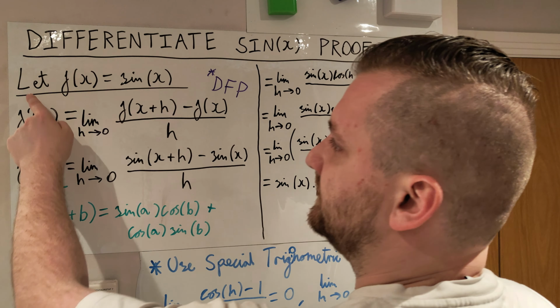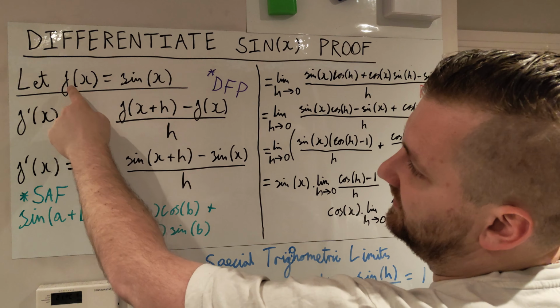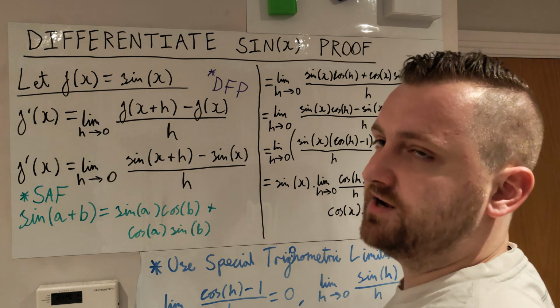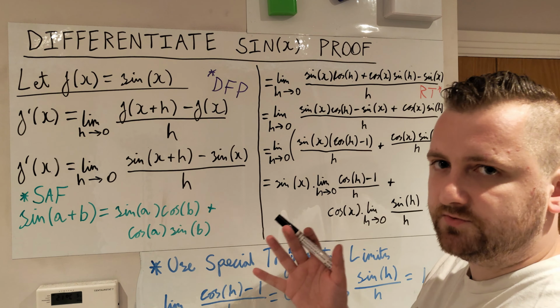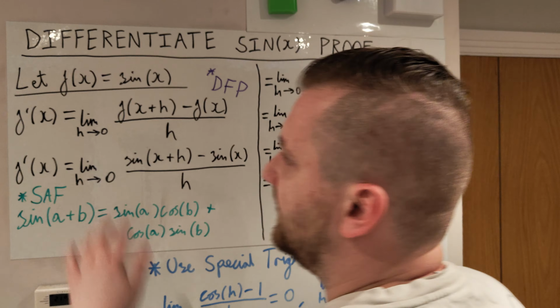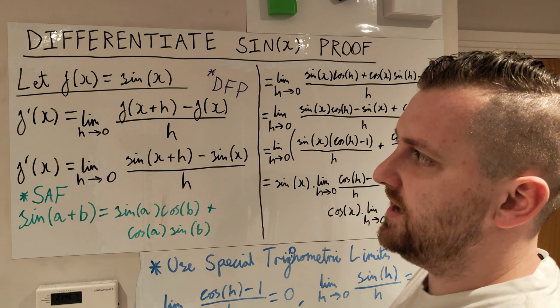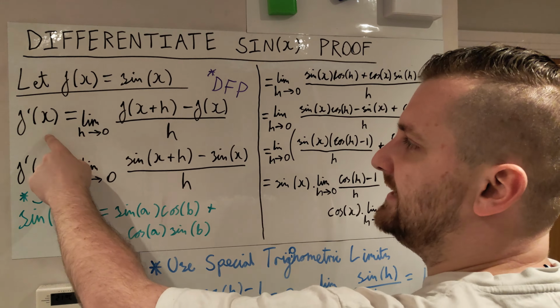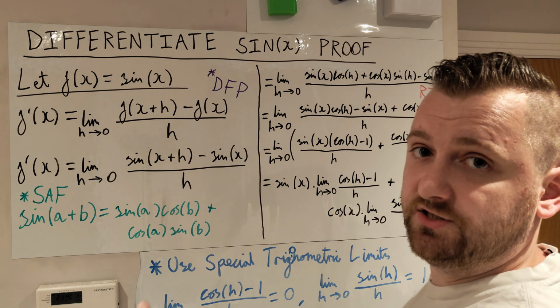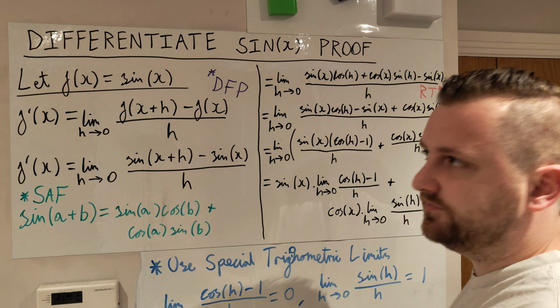So what we want to do is let f of x, our function of x, equal sine of x. Simple, straightforward. Okay, that's what we're doing. We're defining f of x. That's our first step. Now from here, we're going to take the differentiation from first principles theorem.